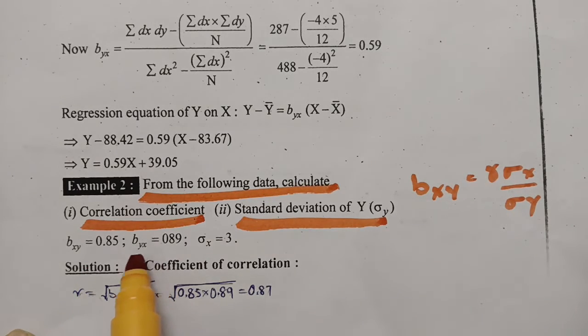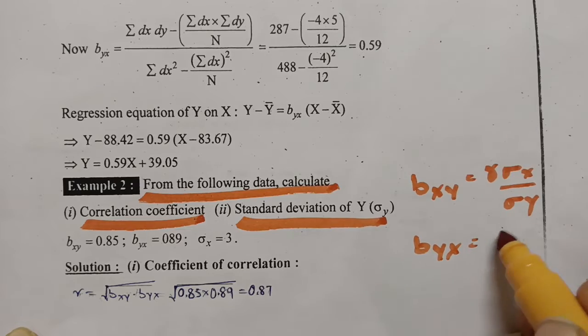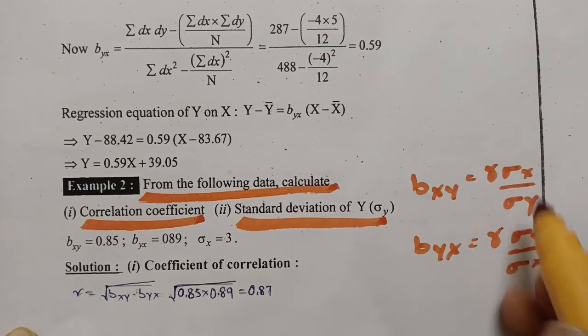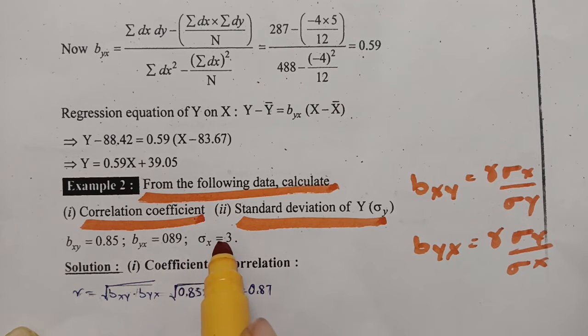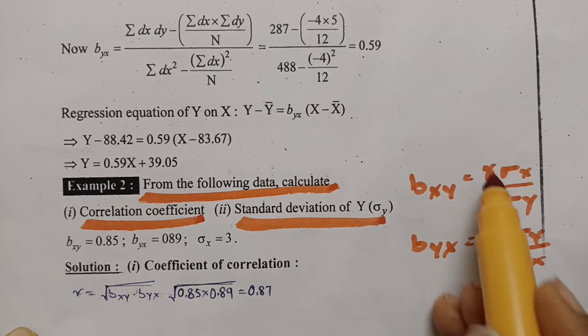So bxy is given and byx is also given. So what is byx? byx is equal to r times sigma y by sigma x. So these are the two formulas here. Sigma x value is given. We have to find the correlation coefficient. For that we need the symbol r here.